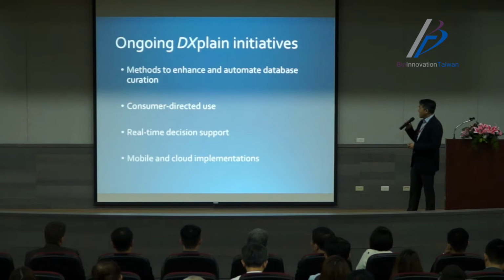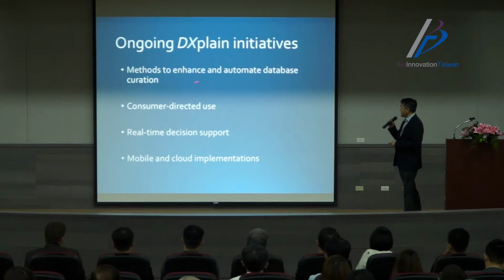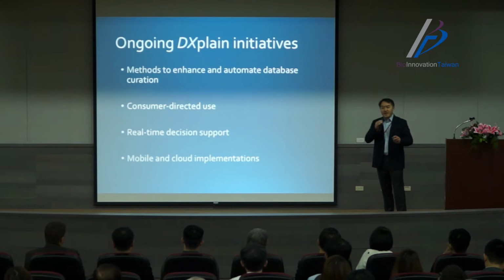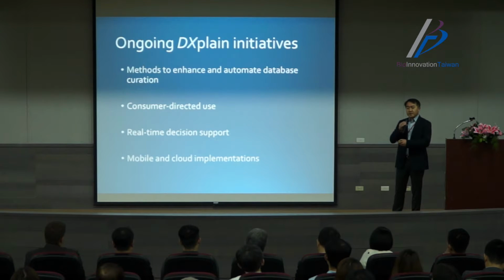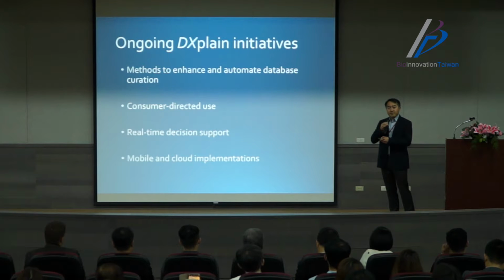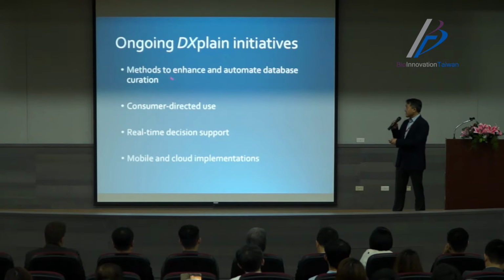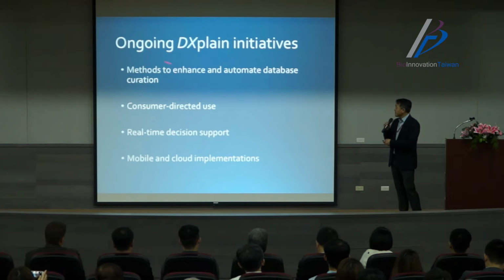So some of the ongoing DXplain initiatives we have, we're looking at methods to enhance and automate database curation. So instead of having experts curate this database, we really want to use machine learning, deep learning techniques, look at the data in our RPDR to try to determine, okay, here are the findings for this disease that have helped predict that particular diagnosis, and use that to curate the database automatically. Because if you want to scale this up in a big way, you really can't do it manually.